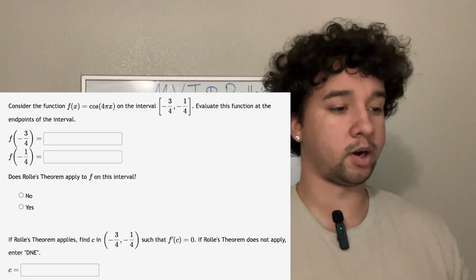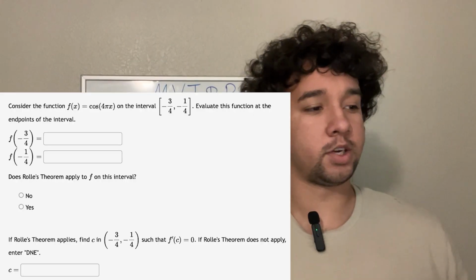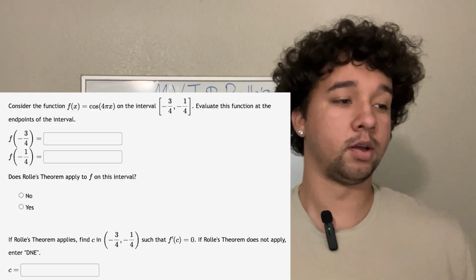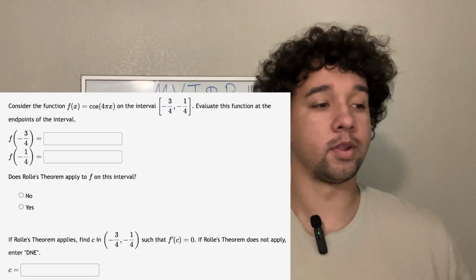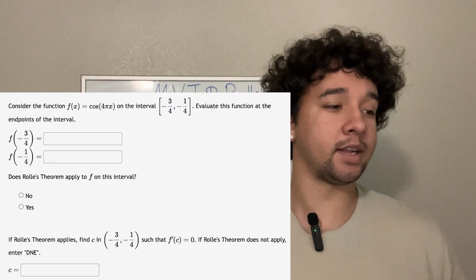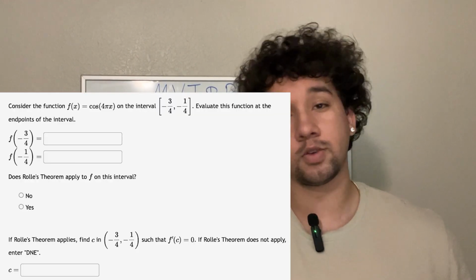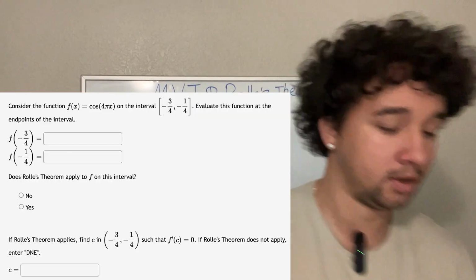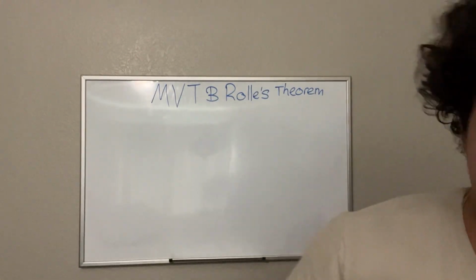All right, this one's a similar idea. It says, consider the function f of x equals cosine 4 pi x on the interval negative 3/4 to negative 1/4. Evaluate this function at both points. Does Rolle's theorem apply? And then finally, if so, where at? All right, so let's write it down again.